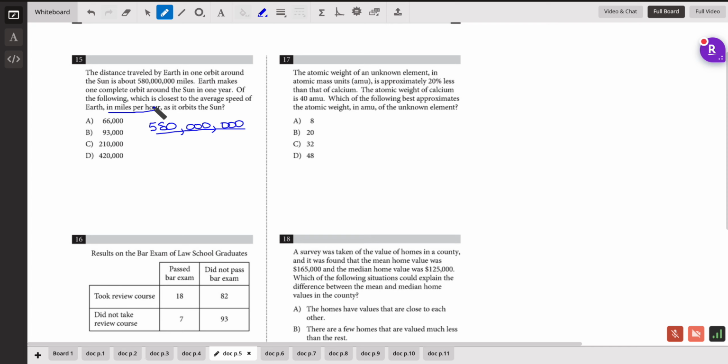Now, in 1 year, we have 365 days, and we have 24 hours in a day. So by multiplying how many days times the number of hours, it will give us how many hours per year. And when we divide that out, you can multiply the bottom first and then divide 580 million by that number. We get 66,210. And it says, which is the closest? The answer would be 66,000.